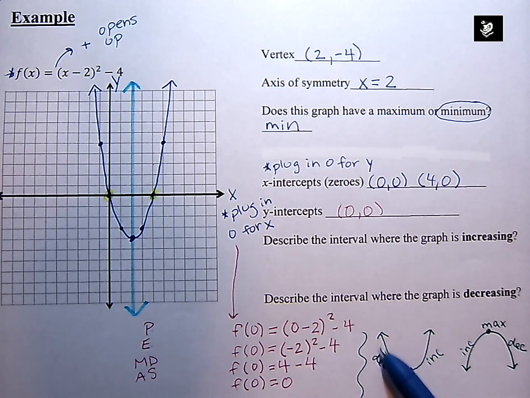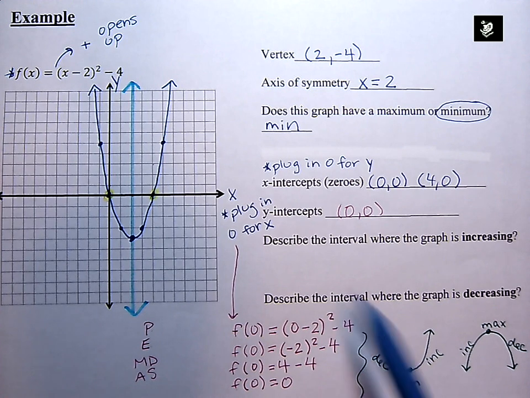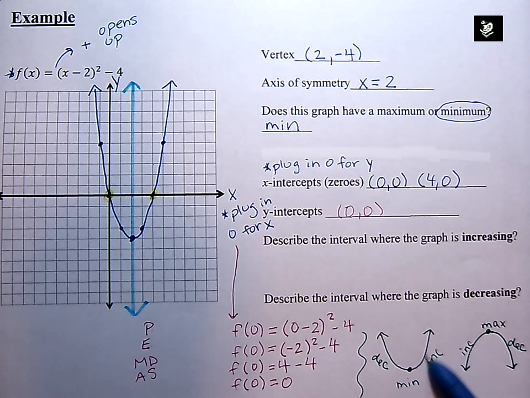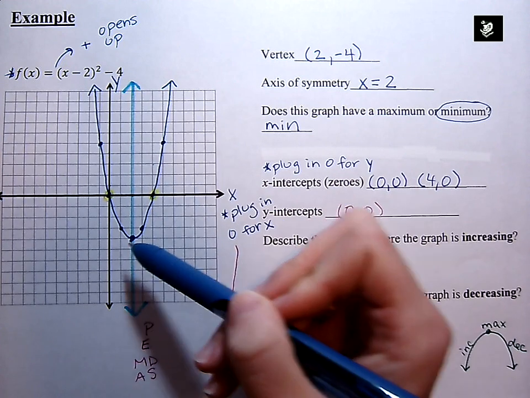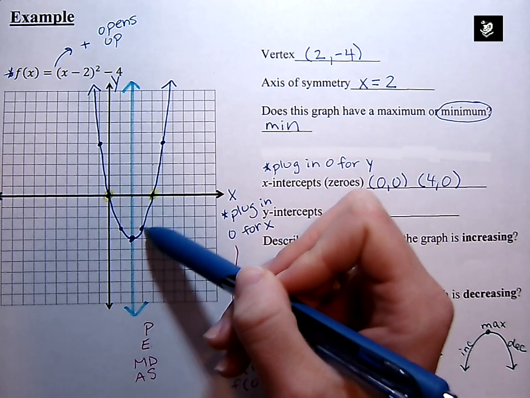So this is the point of decreasing. Once we hit that minimum, we then go up. That is where we're increasing. Similarly, when there's a max, we're increasing first because we're working from left to right. We're increasing, we're hitting our max, and then we're decreasing. So if they want to know the interval where the graph is increasing, well, this is my minimum. Okay, we said when there's a minimum, the part on the right is where we're increasing. So we are increasing everywhere greater than 2, anything past this axis of symmetry.